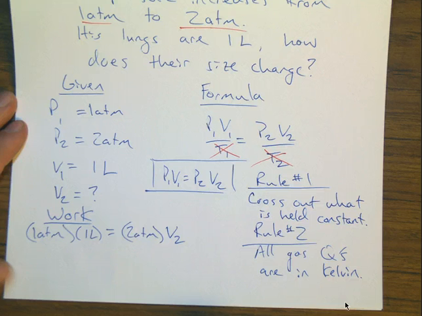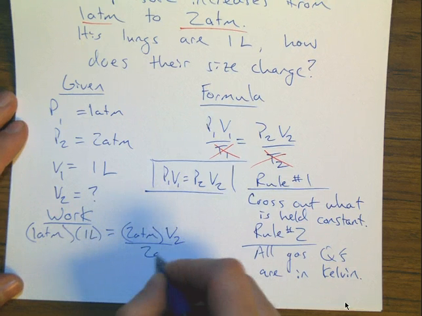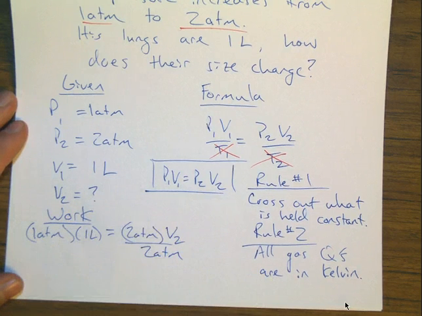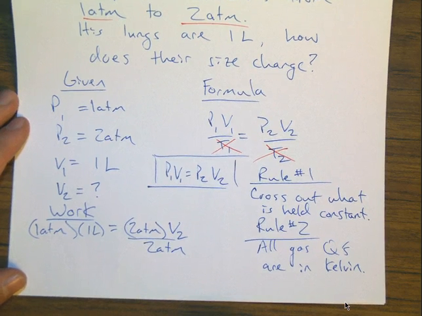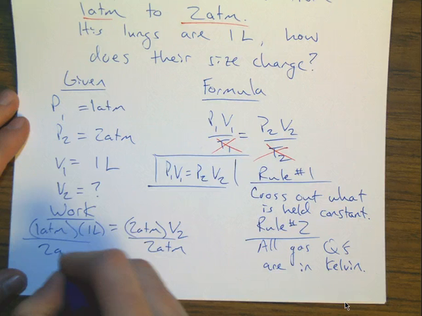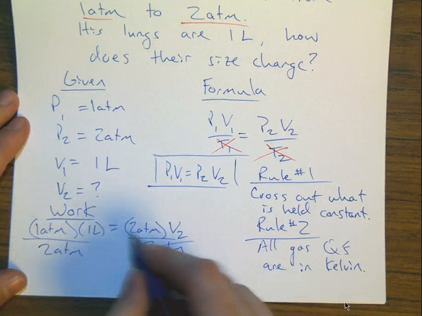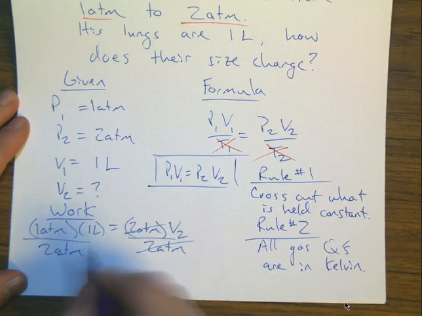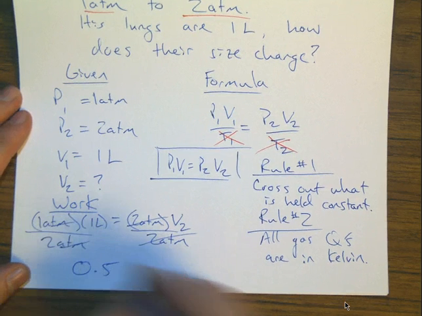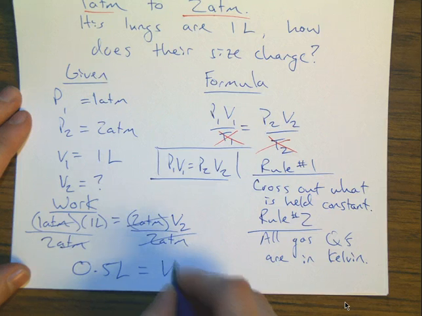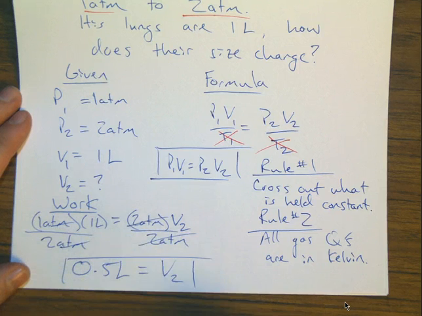Then I have to solve for V2, so I'm going to divide by 2 atmospheres on one side. In class, when I do it to one side, I have to do it to the other side. I just always like saying that. Make sure the units cancel out. The atmospheres cancel out, so it's 1 times 1 divided by 2, which is 0.5 liters. His lungs decrease in size by half.